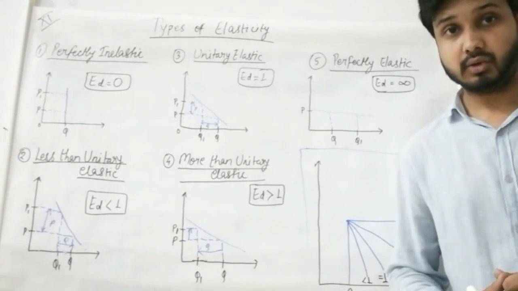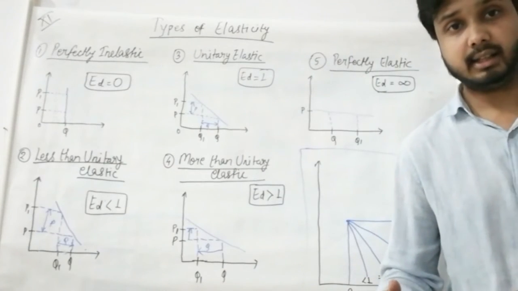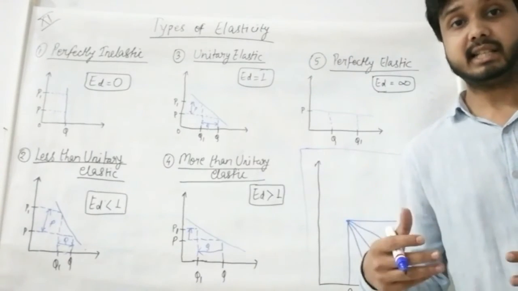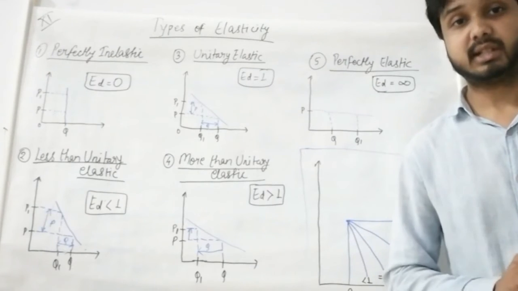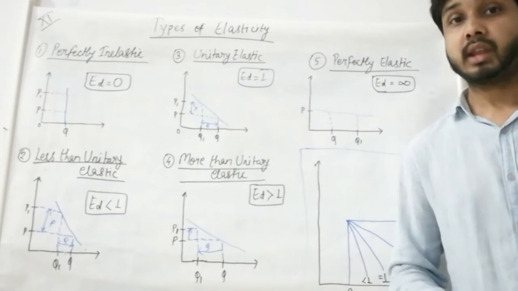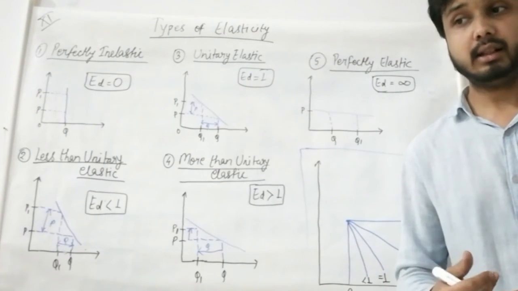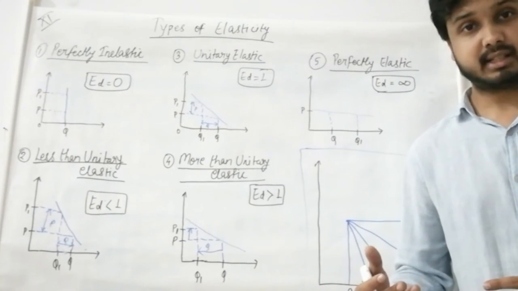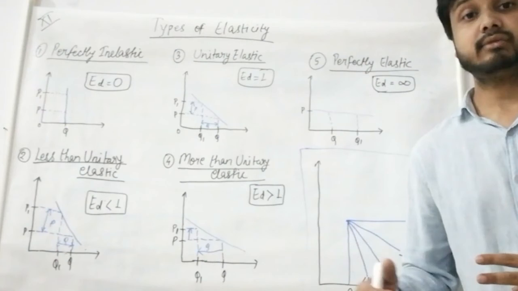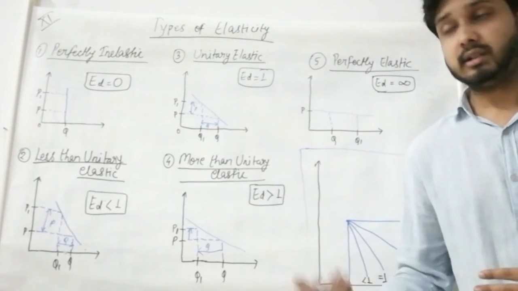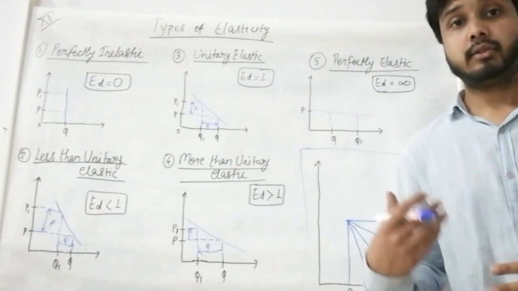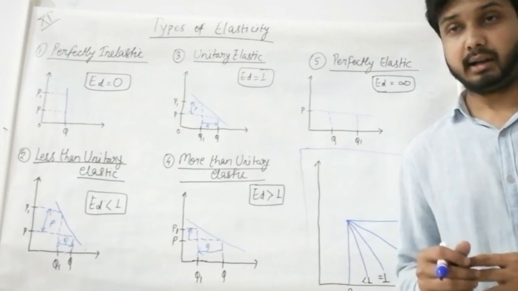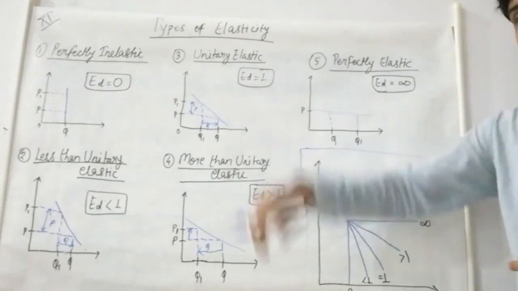Then habit comes. If we are habitual of anything, then even if price changes, we will purchase that particular commodity. Then we have our expenditure level and nature of the commodity. If it is an essential good, then we will purchase it. If it is a luxurious one, then we may postpone it. So these are the factors which affect the elasticity of demand. And these were the types of elasticity.